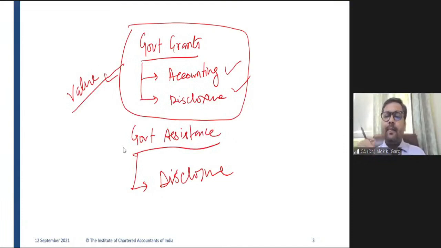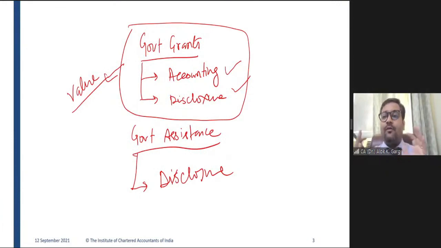So guys, when a government is transferring some resources to the entity and those resources have some value, it is known as a government grant, and that is where accounting and disclosure come into play. But if the government is supporting an entity, or an industry at large, for example, to promote the pharmaceutical industry, the government has just provided an open bidding forum, or a tender platform free of cost to all the pharmaceutical companies, in this case it is just like a government assistance.